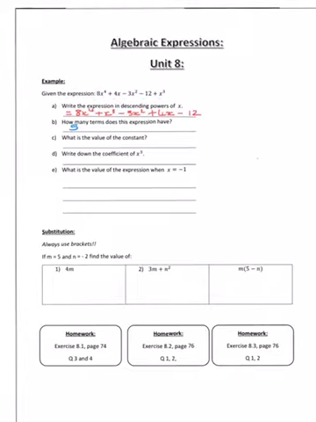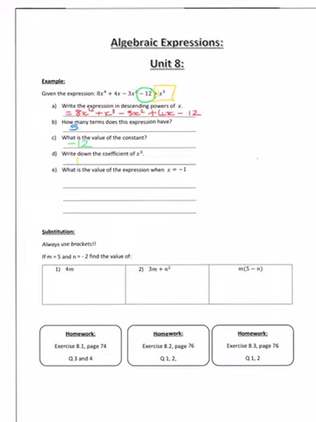Alright, then moving on to the next one. What is the value of the constant? The constant is negative 12. It's the whole thing that does not have an x attached to it. Then write down the coefficient of x cubed. Here's x cubed. It has a plus x cubed, which means it has an invisible 1 there. Positive 1, but we don't need to write the positive in.